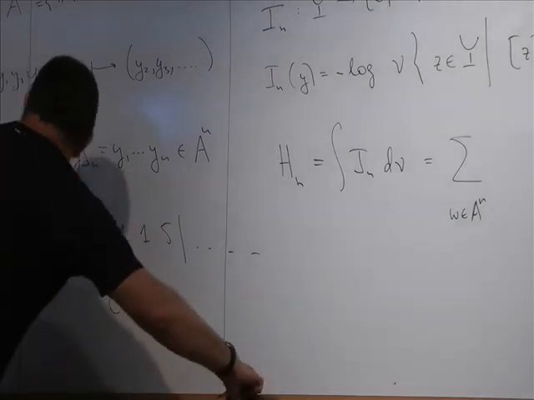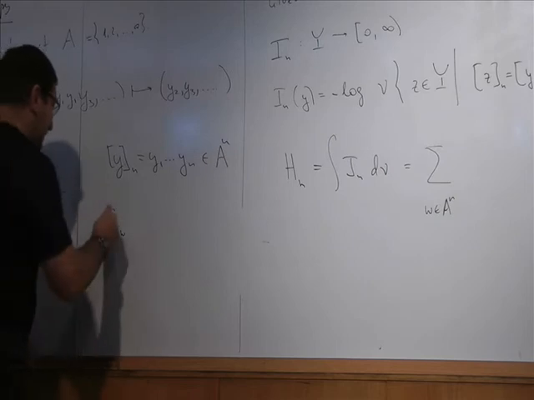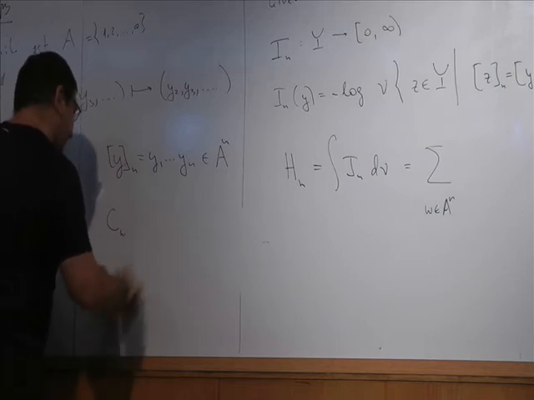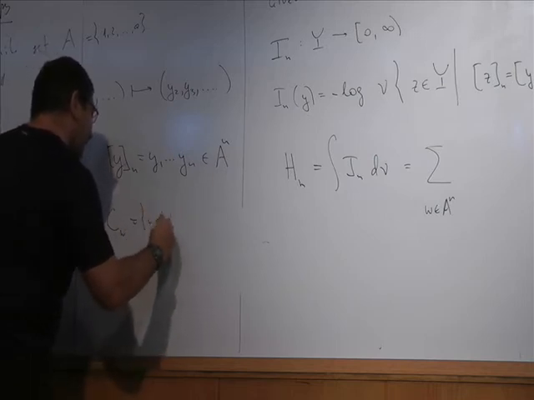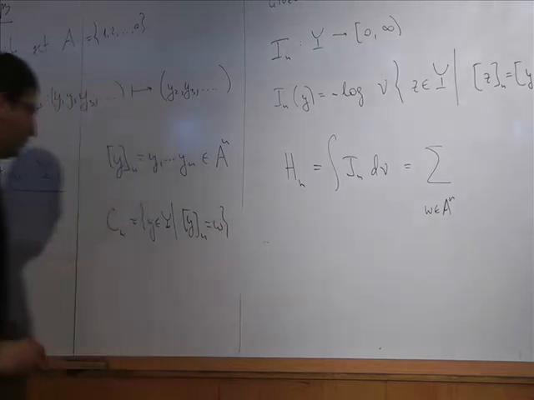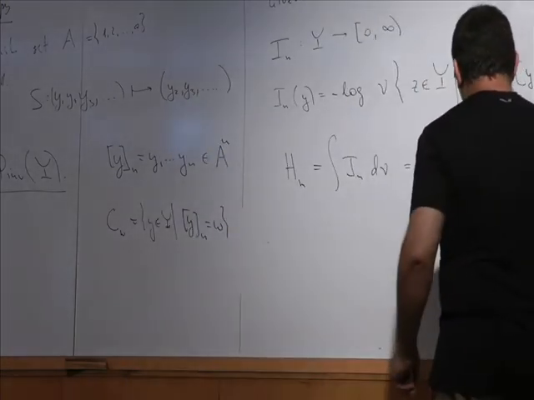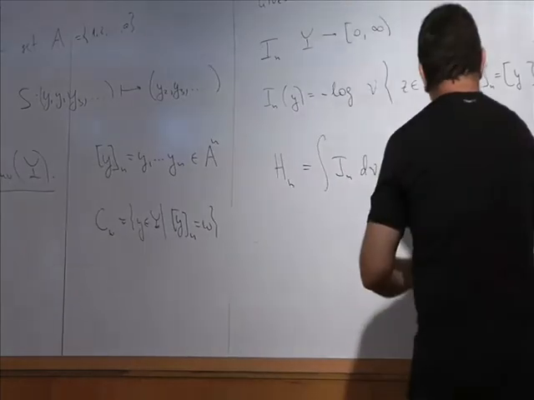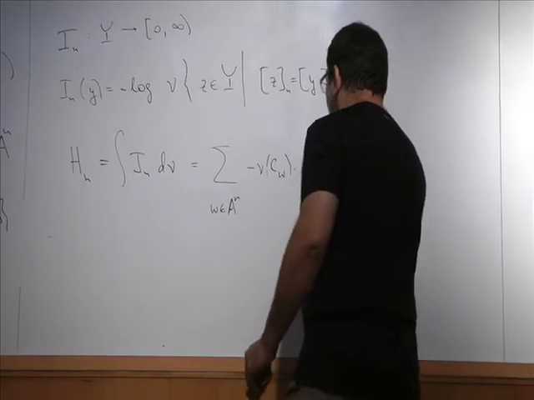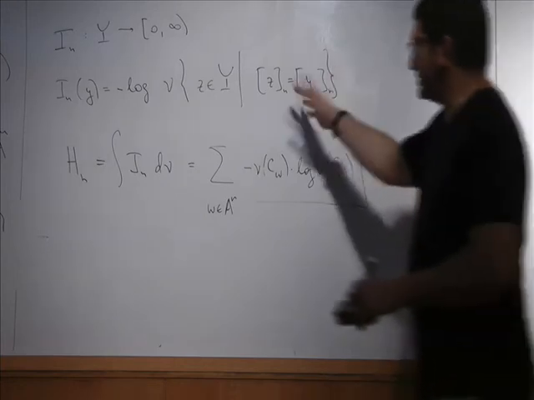So let me just write it somewhere here. Cylindrical set: given a word w, the cylindrical set is a subset of Y, the collection of all y in Y such that the first n symbols of y are w. Okay, this integral, if you think about it, is the following formula.